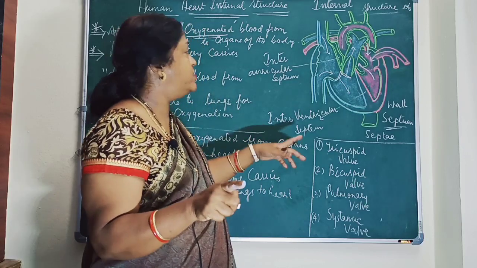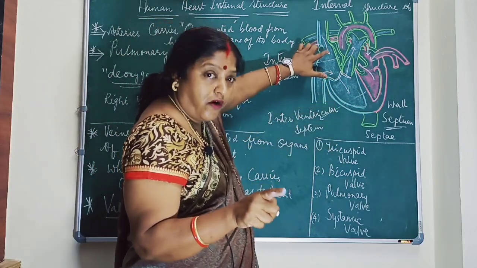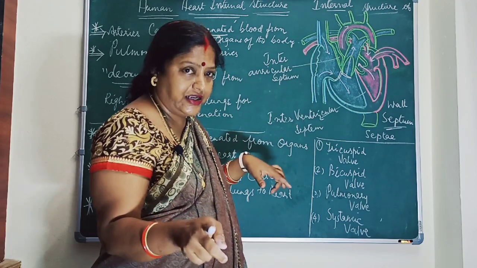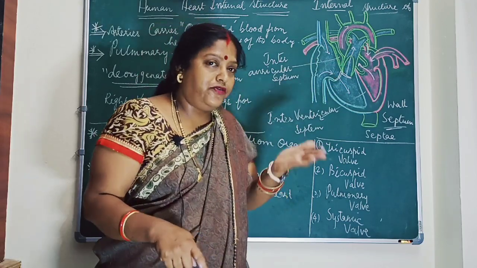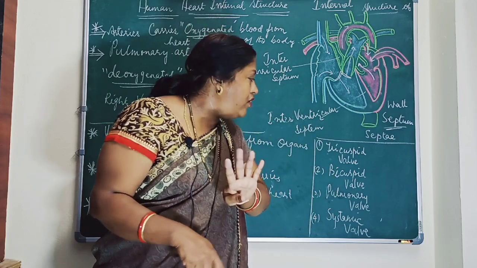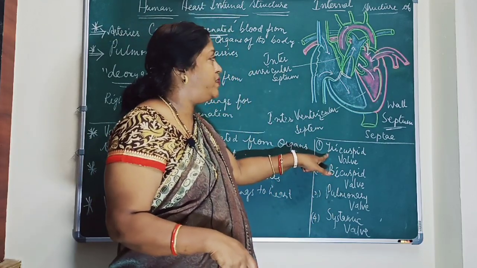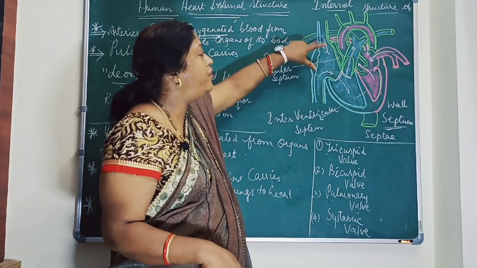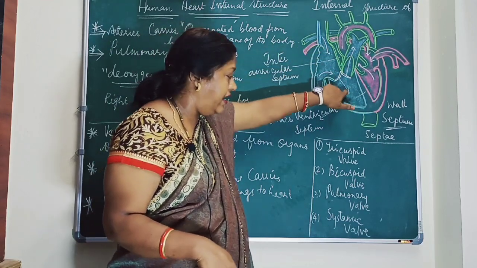Understood, children? And so the valves, what is the function of valves, children? It allows the blood to flow in only one direction, okay, and prevents the backward flow of the blood. And there are four valves. Tricuspid valve, which is present at right auriculoventricular aperture, allows the blood to flow from right auricle to right ventricle.